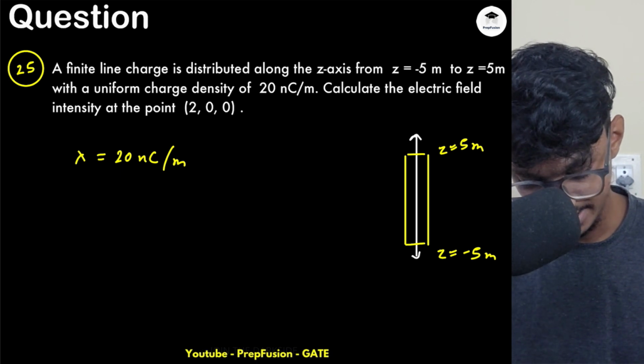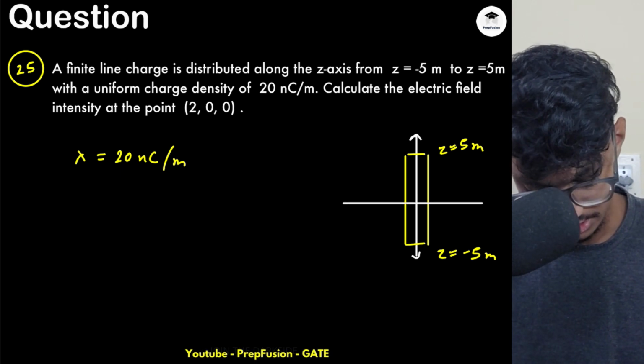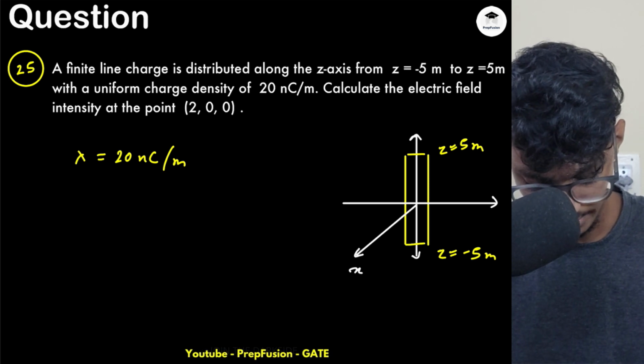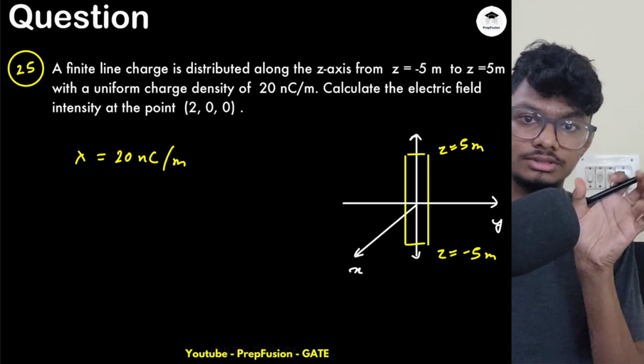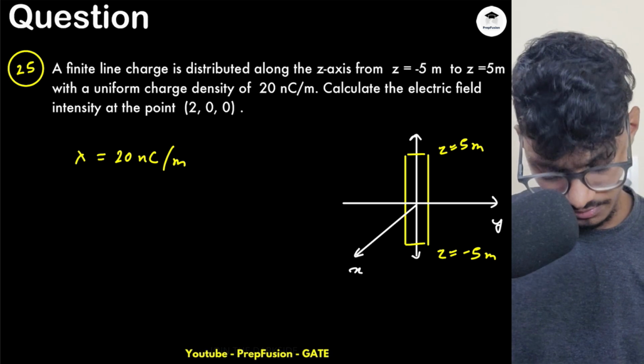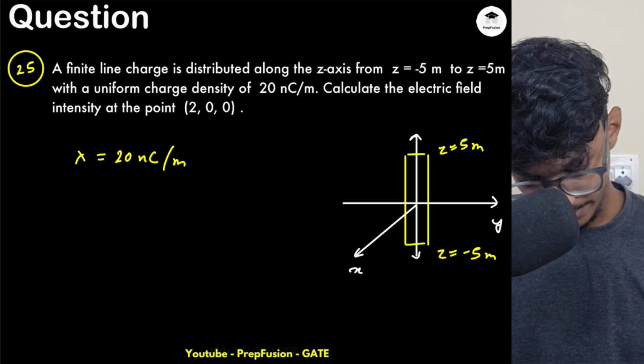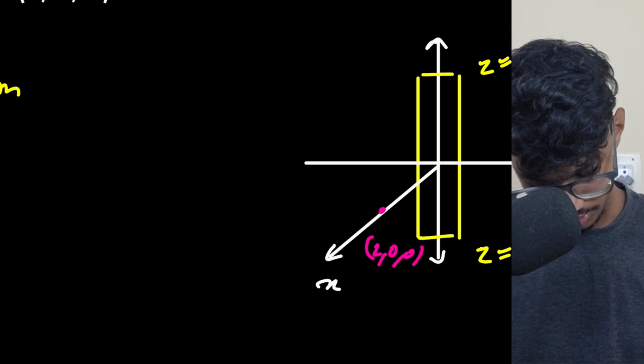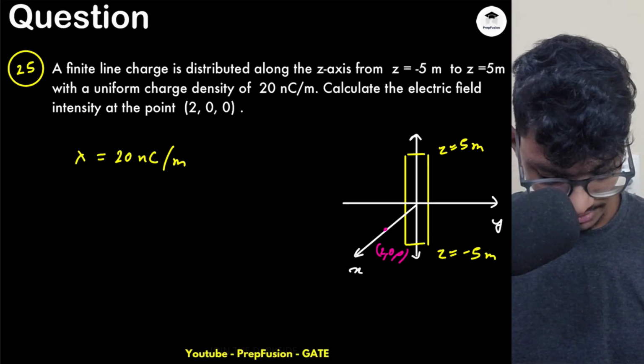Okay, so z is in this direction, so my x will be like this. It has to follow the right hand rule, so x, y. If I just curl my fingers, it will be on top, so it will be like this. So I am at (2, 0, 0). So I am somewhere around here. Okay, (2, 0, 0).